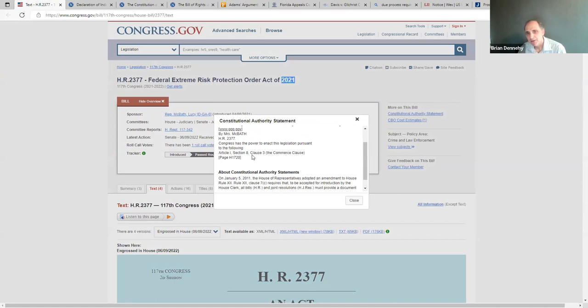Right here, Article 1, Section 8, Clause 3, the Commerce Clause. So you might ask yourself, how does regulating commerce mean that the federal government can deprive people of their liberties and property? Well, because guns are sold in interstate commerce. That's why.